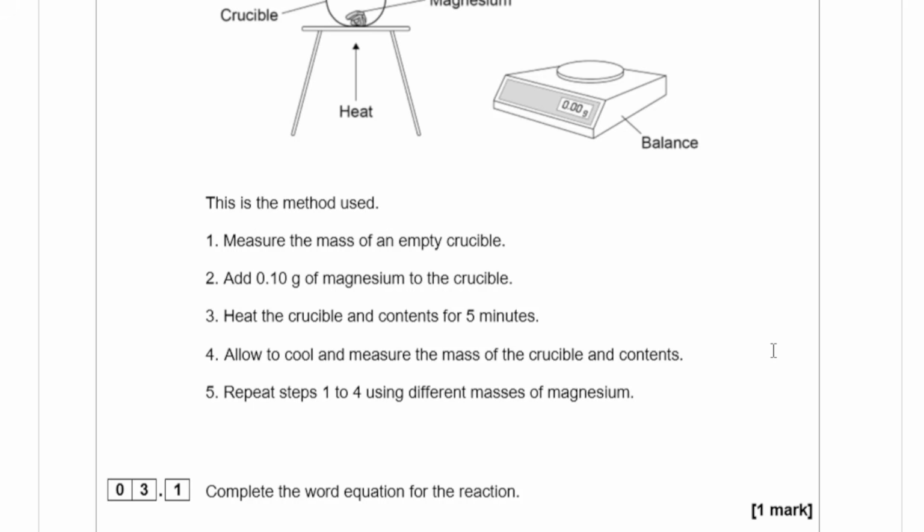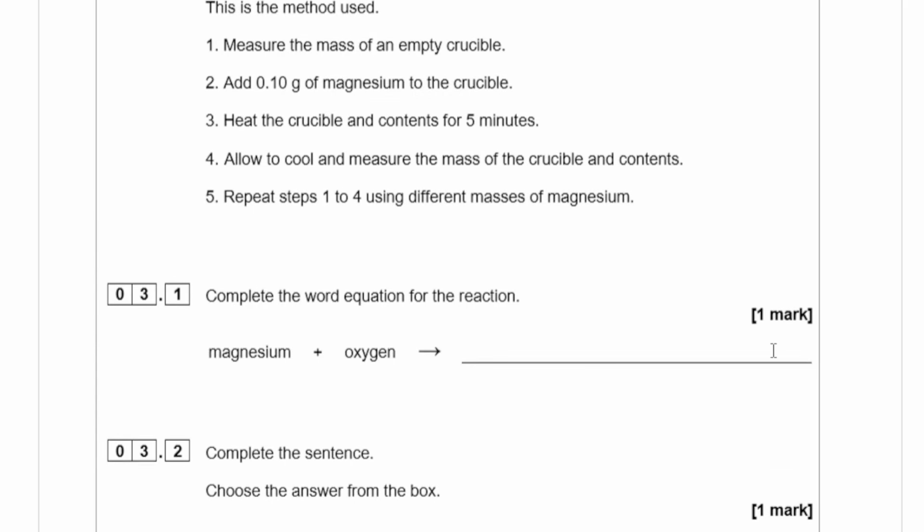Measure the mass of an empty crucible. Add 0.1 gram of magnesium to the crucible. Heat the crucible and contents for 5 minutes. Allow to cool and measure the mass of the crucible and contents. Repeat steps 1 to 4 using different masses of magnesium.